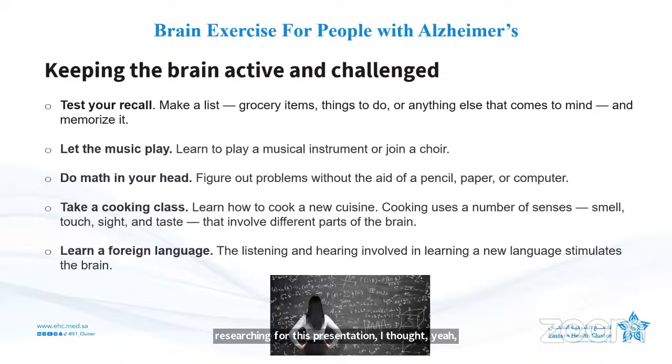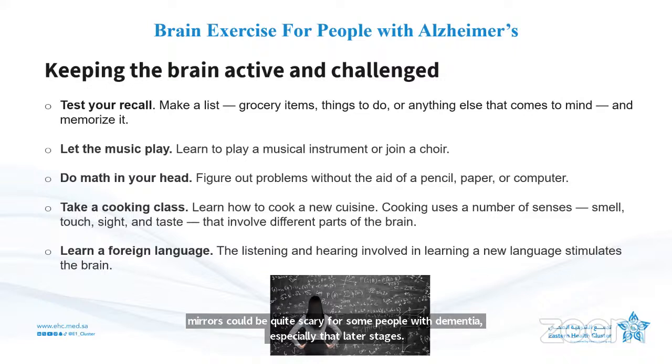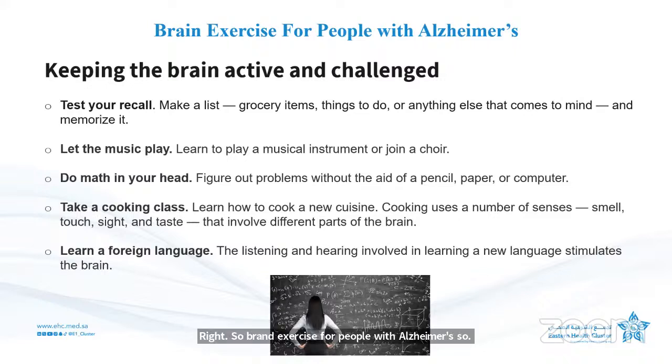Right, so brain exercise for people with Alzheimer's. The main thing we want to do with these brain exercises is to keep the brain active and challenged. That's our main goal. We can do so many things depending on the patient, their cognitive abilities, and their educational level, and always keep in mind, you don't want to stress them out. This is to actively engage them, get them moving and thinking and doing something.